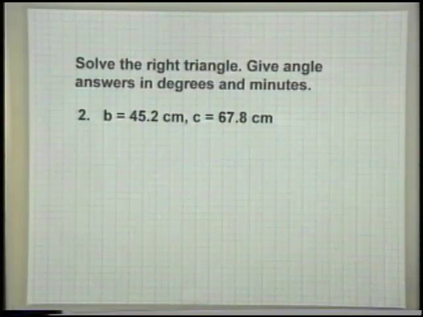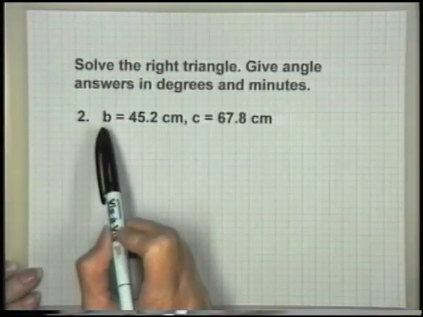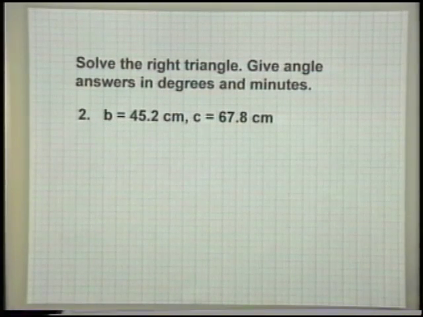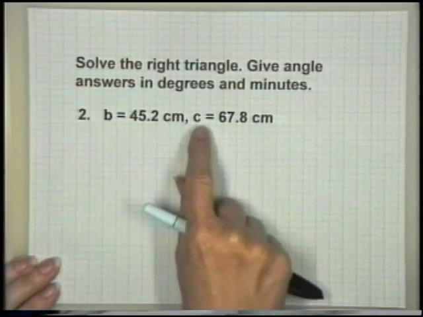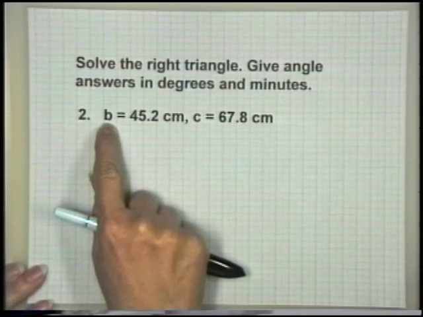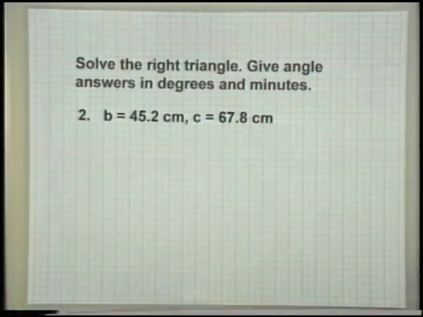Okay, let's look at the last type of problem that we have when we solve right triangles. That's when we're given 2 sides. Notice this says solve the right triangle, give angle answers in degrees and minutes. Well, notice what you're given. This time, you are not given the triangle sketched. You're just given little b and little c. Little b is assumed to be across from angle B, which is assumed to be an acute angle, and little c, of course, is the hypotenuse.